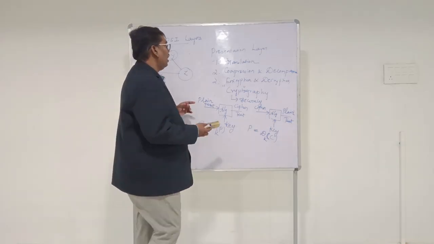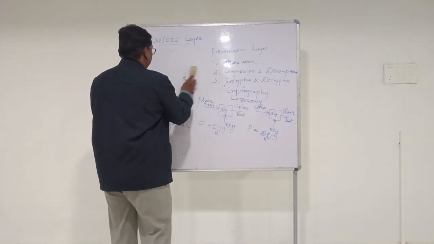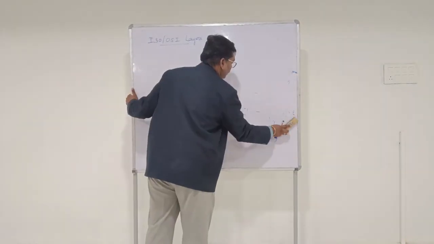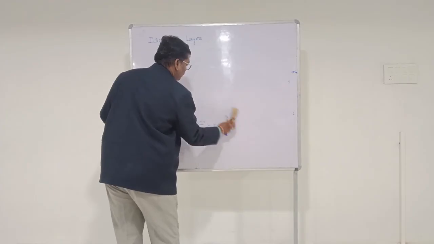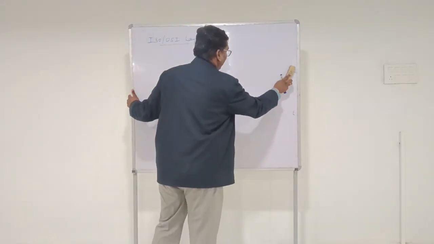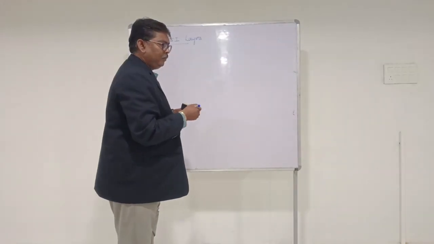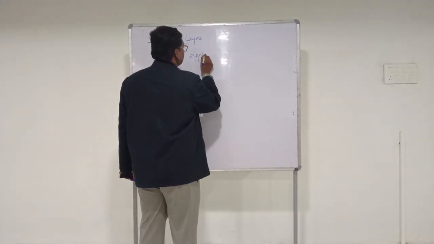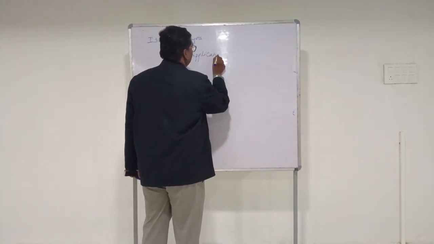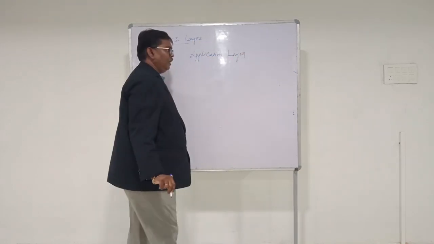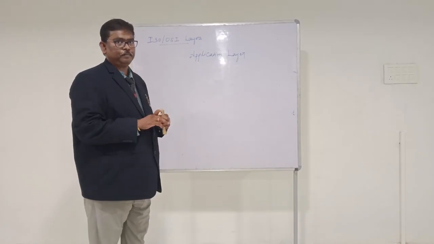Next I move on to the last layer, which is called the application layer. So we discussed all these 7 layers in these 2 sessions. The last and uppermost layer is called the application layer. So far I discussed so many protocols, so many things. These are all applicable only when this protocol stack is in place.